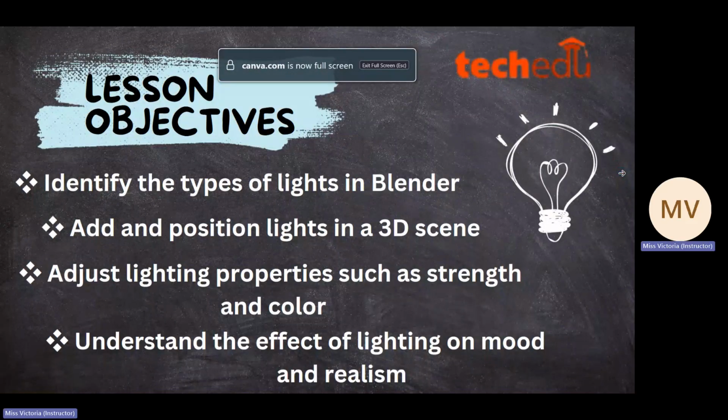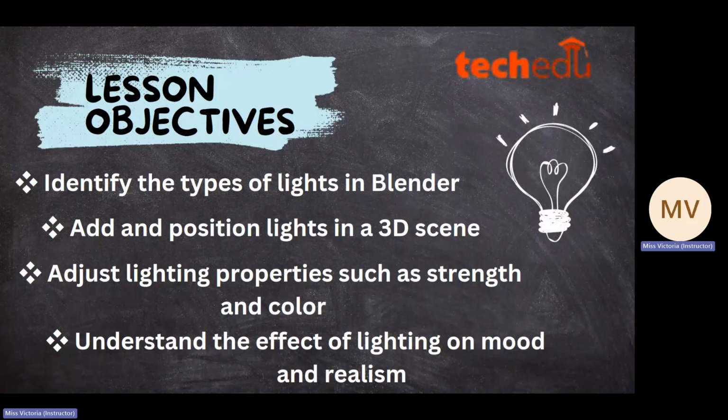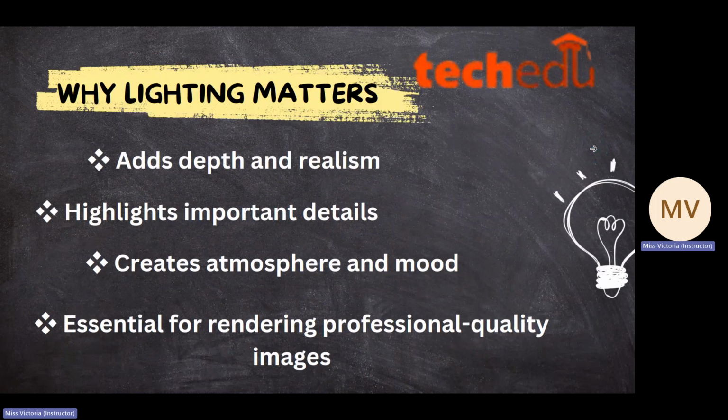Now, the objective for these lessons includes knowing the types of lights we have in Blender, learning how to add and position those lights in the 3D scene, adjusting the light properties such as its strengths, its colors, and also understanding the effects of light and what it causes to the mood and how it creates a realistic effect on our scene. Okay. Now, why does lighting matter in general?